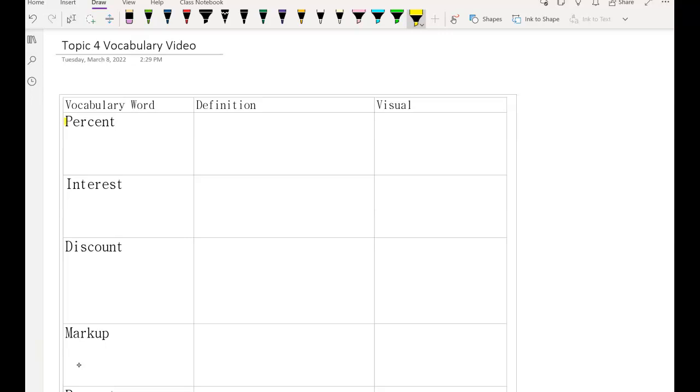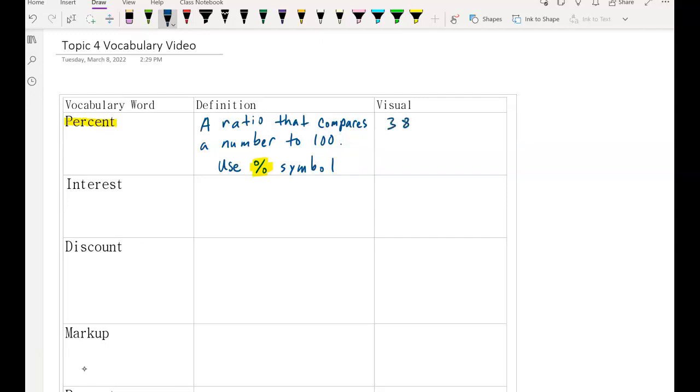The first word we're looking at, our first vocabulary word, is percent. The definition of percent is a ratio that compares a number to 100. And we always use the percent symbol when we talk about percents. For example, perhaps you were talking about 38%. Well, what does that mean? That means 38 out of 100.